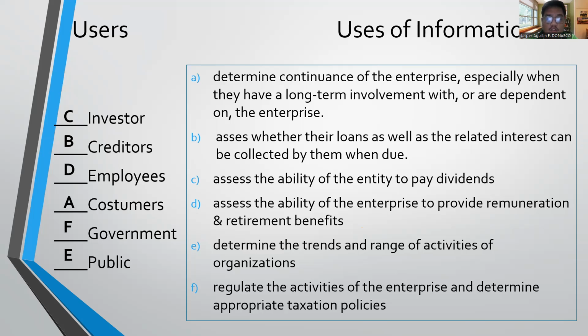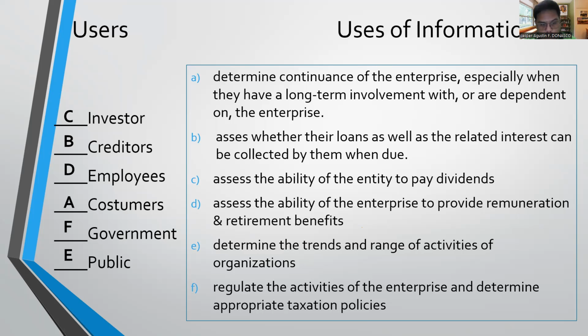Creditors assess whether their loans as well as the related interest can be collected by them when due. So again, as I discussed earlier, creditors use our information to know if we are worth their time and money when they lend it to us, and that we won't turn out to not pay them at all. Employees assess the ability of the enterprise to provide remuneration and retirement benefits. So to know if they can stay long term with their employers, employees use the information to know if the employer can still provide their pay and their future retirement benefits.